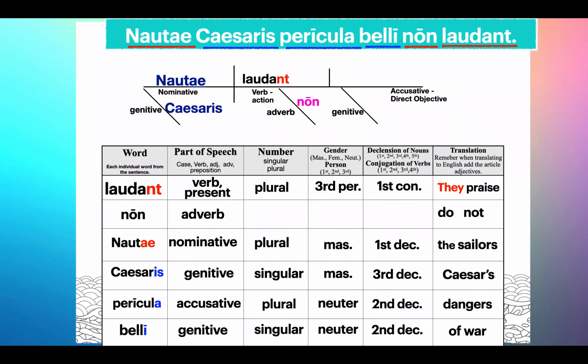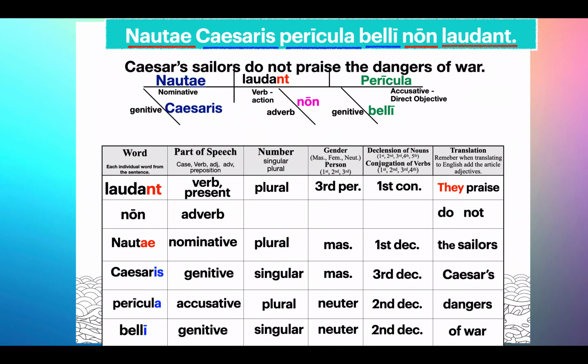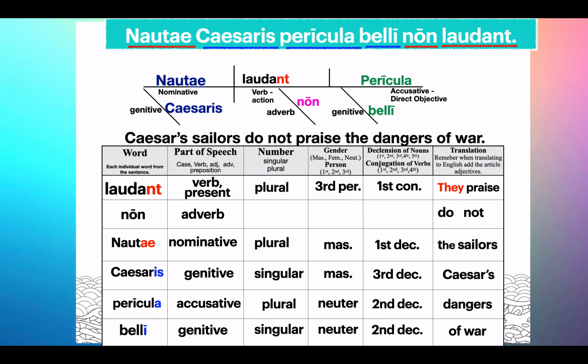All right, so I'm going to parse this out. Nominative, nautae. Caesar, genitive. Laudant, verb. Non, adverb. Genitive, belli, pericula, and then I can see the parts of speech and I can translate: Caesar's sailors do not praise the dangers of war.